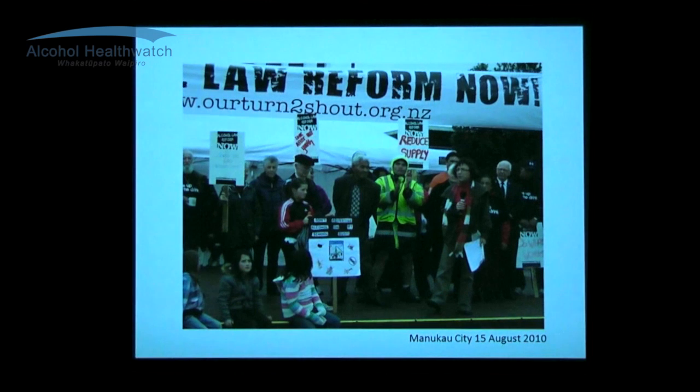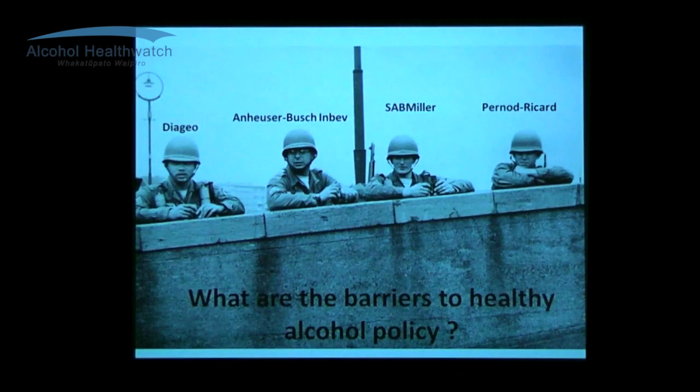So, high public support. This is Rebecca Williams here in 2010, and I think those of you who saw the publication that's out on the front bench, this photograph features in it with an explanation of where it fits in. But these solutions are currently being blocked, and the question really is, what are the barriers to healthy alcohol policy?